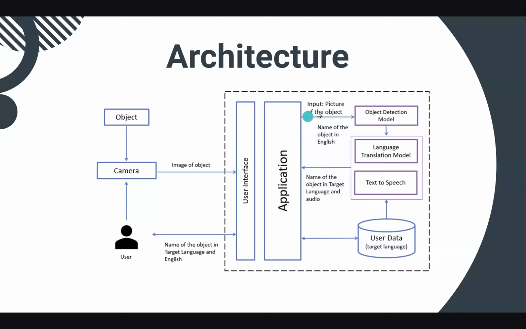The input is a picture of the object. The live feed is cut into frames and fed to the object detection model. The object detection model outputs the name of the object. For example, I'm holding a water bottle. It is going to say water bottle. And then text to speech. Now, this is where actual learning happens. For example, if I want to know what a water bottle is called in French, it will show the name in French and also give me the pronunciation.